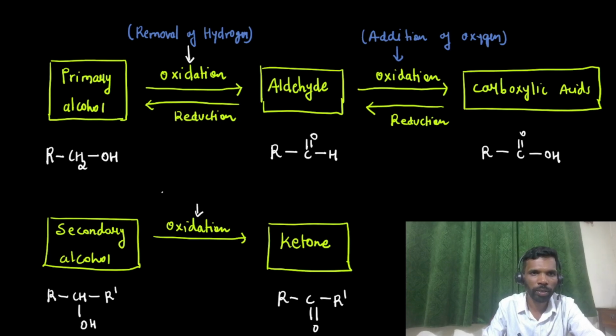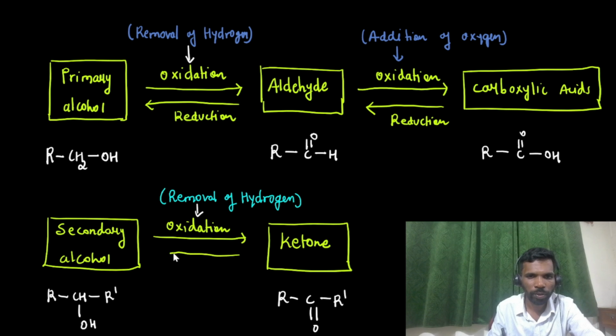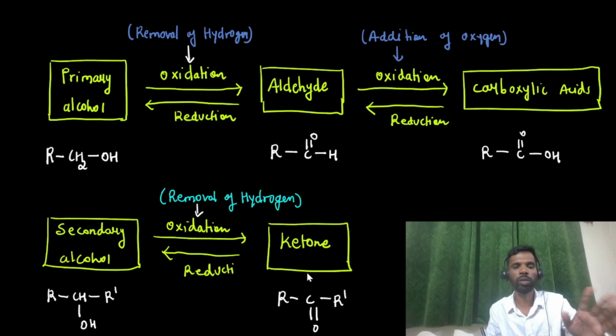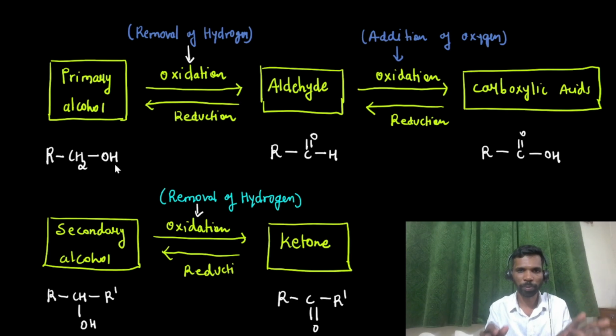So I can write over here that there is removal of hydrogen. And if you do the reverse, ketone, then this is reduction. Ketone will give you a secondary alcohol. So if you can remember this one flow chart, it can help you remember many reactions. This is one big trick, which will take care of at least 10, 12 reactions.